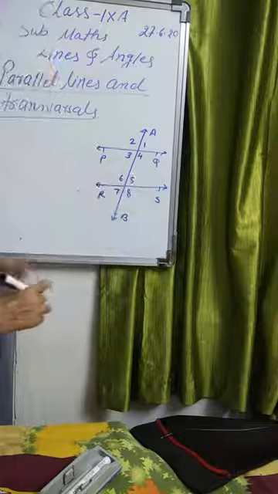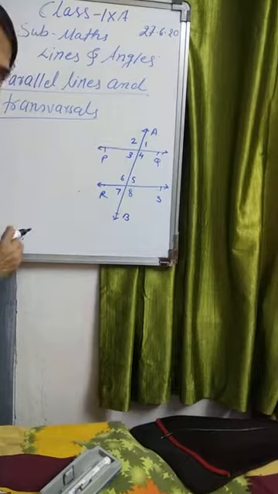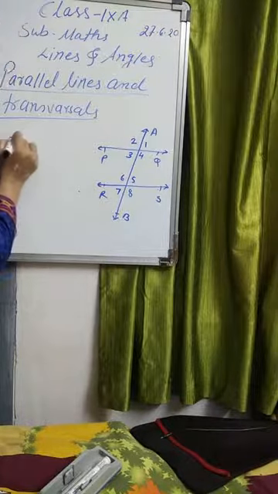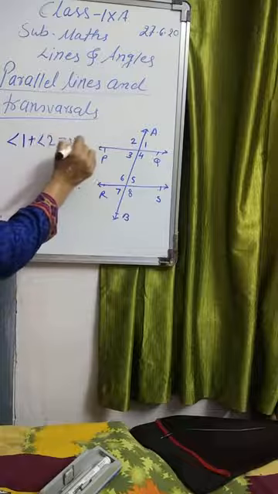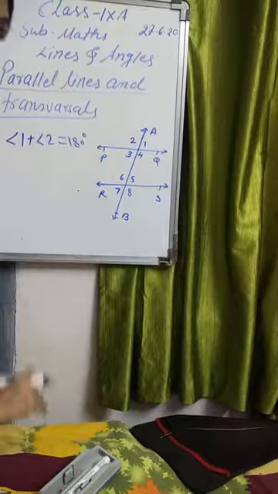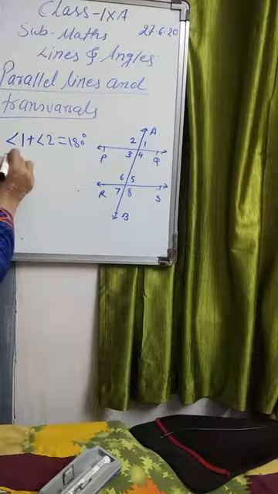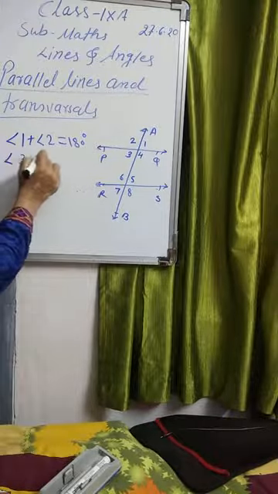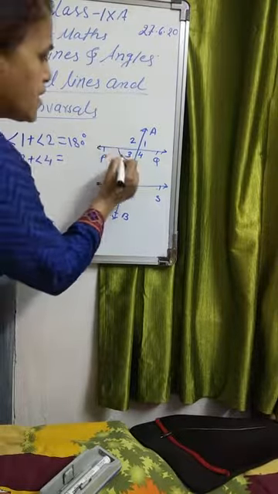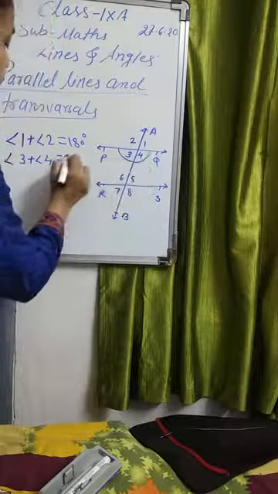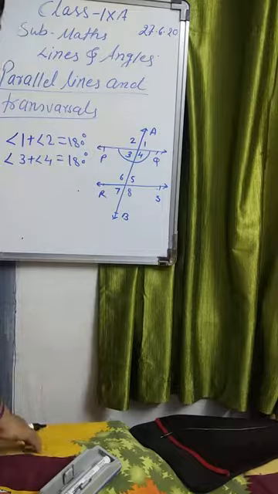Now see, above these parallel lines and transversal, you can write angle 1 plus angle 2 is equal to 180 degree. Why is it 180 degree? It is the linear pair. Then angle 3 plus angle 4 is equal to 180 degree. Linear pair. Is it clear?